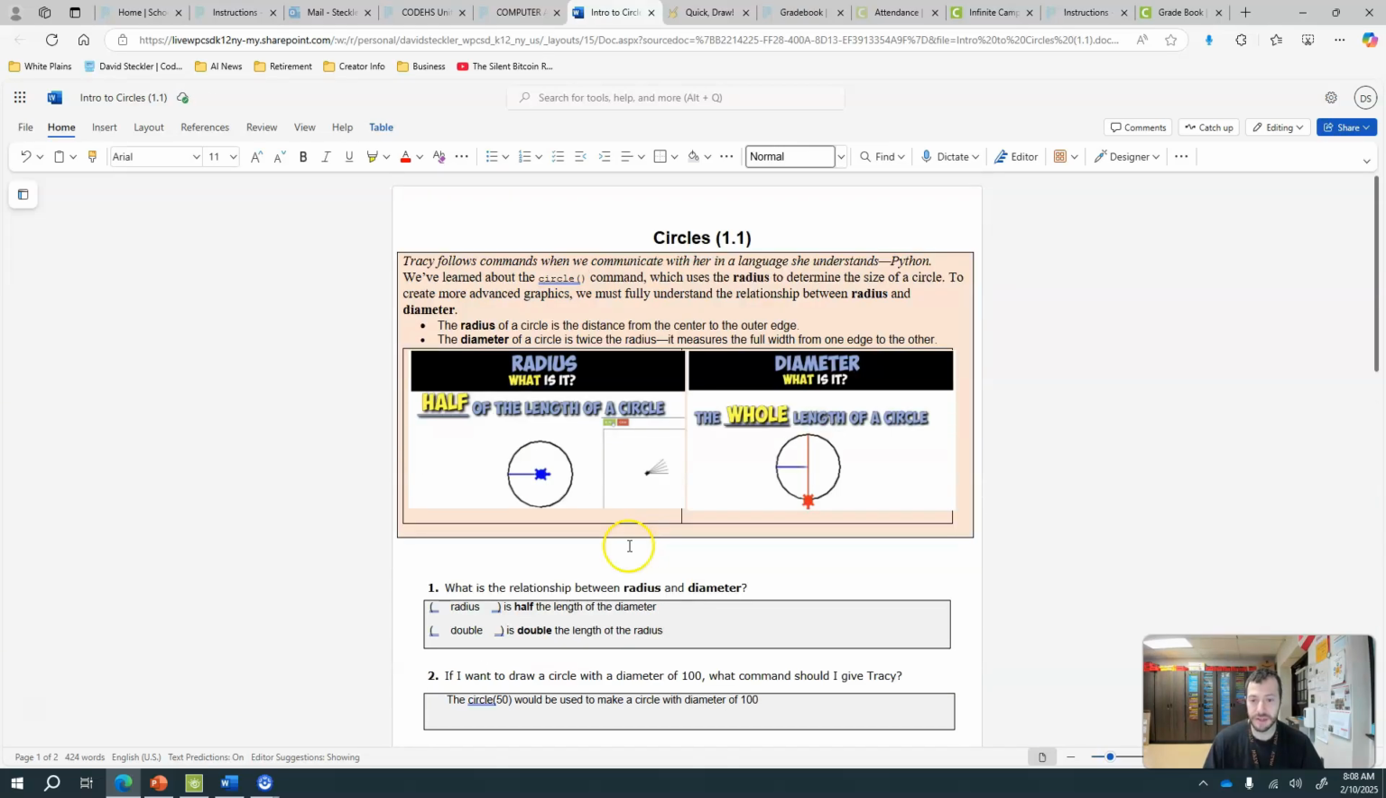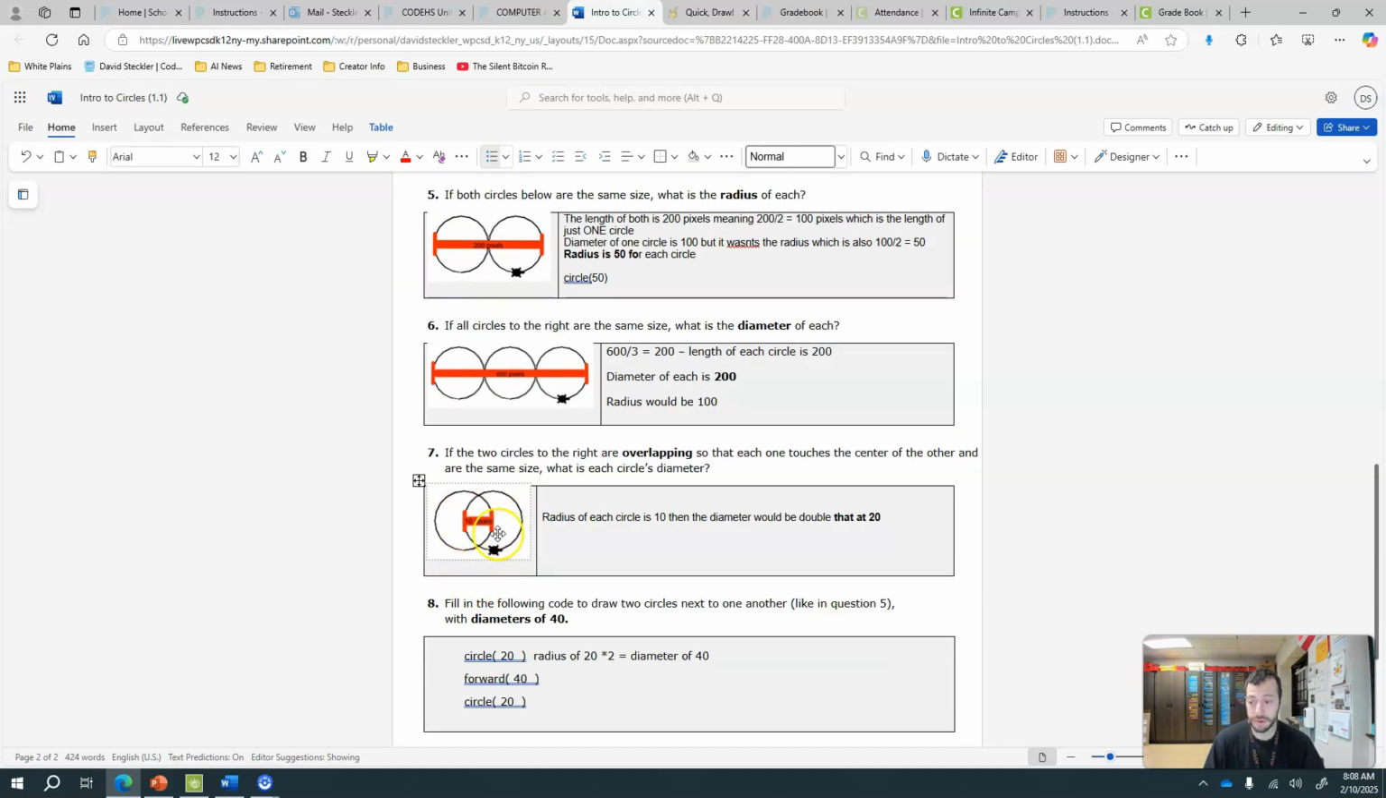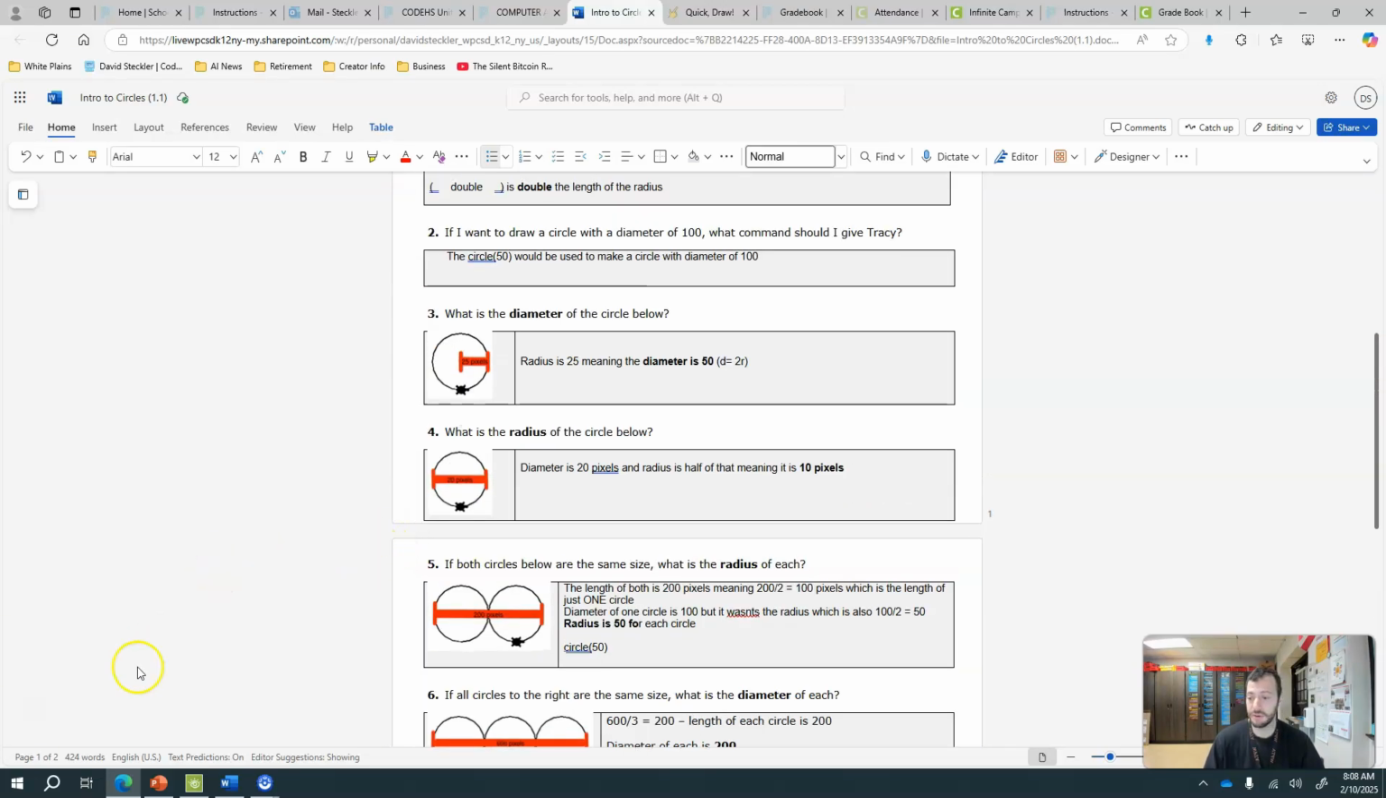And hopefully these two concepts, while given a visual, are able to help you when you use the circle commands and with the distance commands, which will really come in handy when you want to draw non-overlapping circles versus overlapping circles.